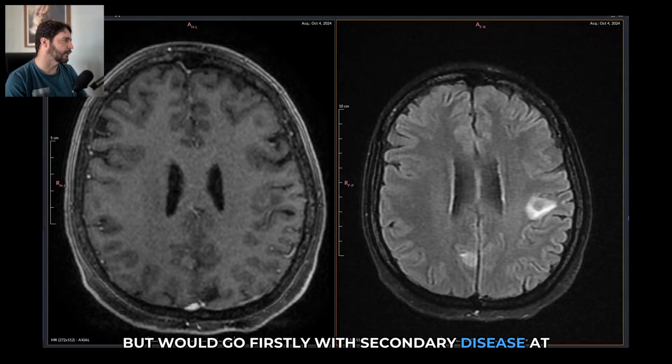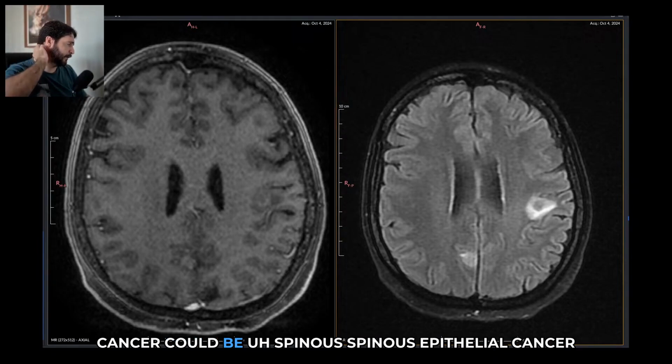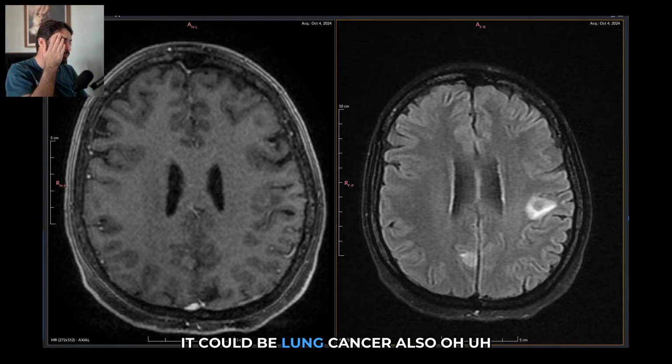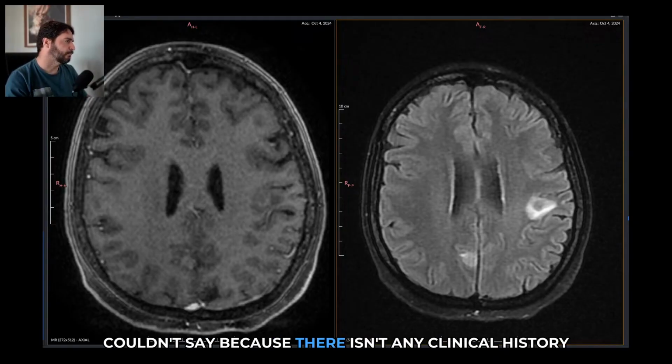with secondary disease at her age group, 41. Could be anything, breast cancer, could be squamous epithelial cancer. It could be lung cancer also. Gastric and esophageal cancer could be. But I couldn't say because there isn't any clinical history whatsoever.